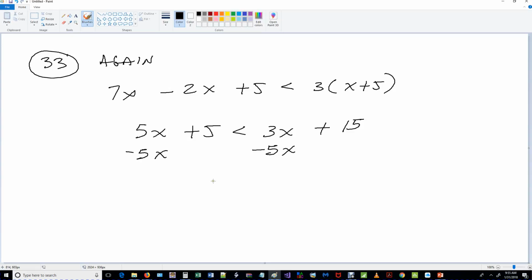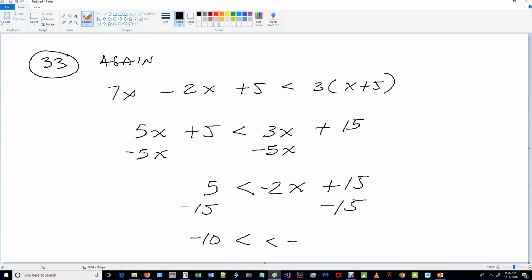5x minus 5x gives you nothing. You get 5 on the right hand side. 3x minus 5x gives you minus 2x plus 15. So subtract 15. 5 minus 15 gives you minus 10, less than minus 2x.